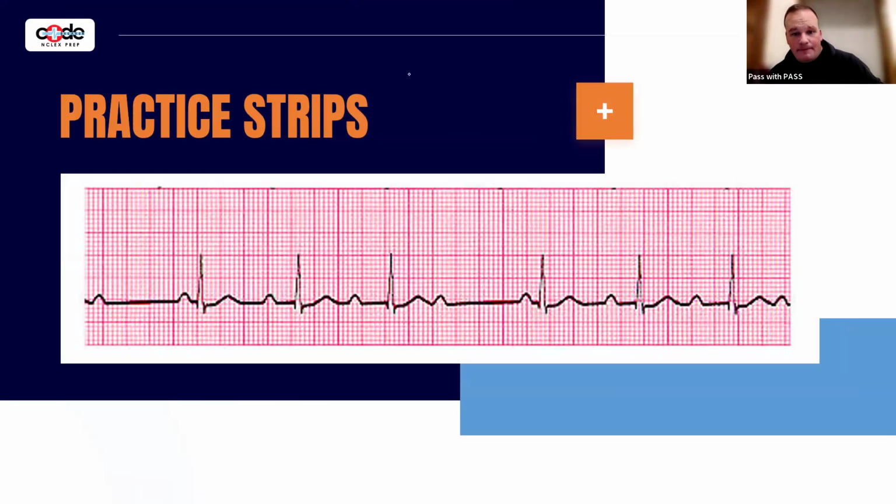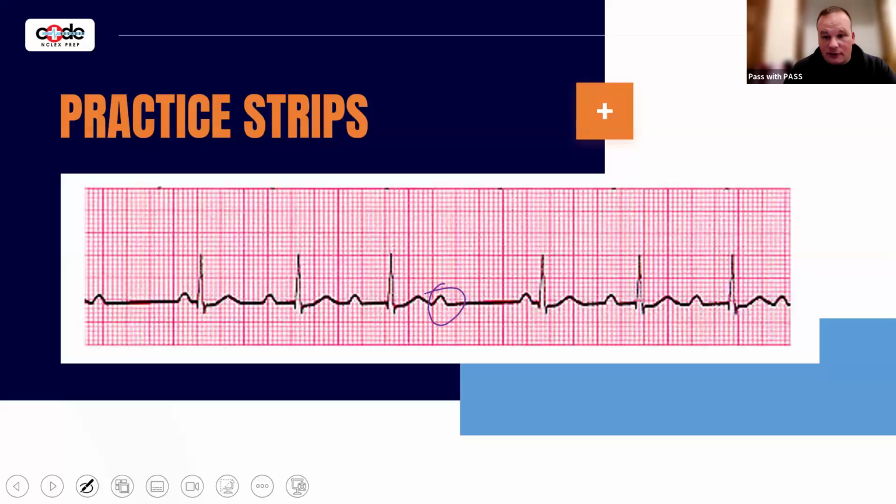So step 1, is it a heart block? Absolutely it is. There's my extra P wave right there. That's all I need to call it a heart block. I have more P's than I have QRSs. Okay. So it's definitely a heart block.